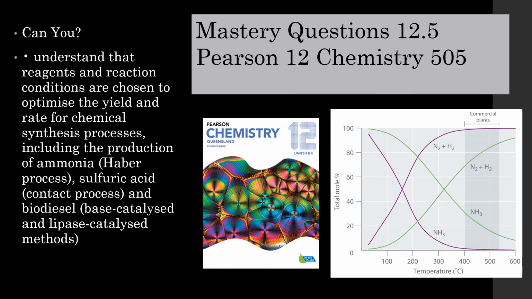So are you able to understand that reagents and reaction conditions are chosen to optimize the yield and rate for chemical synthesis processes, in particular the production of ammonia and sulfuric acid? When you are, please work on the mastery questions.